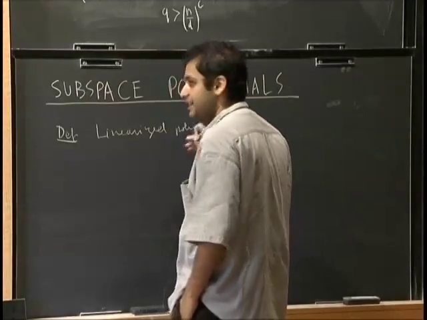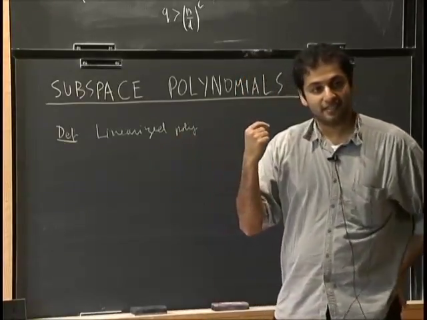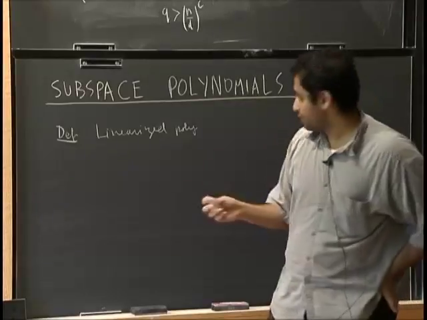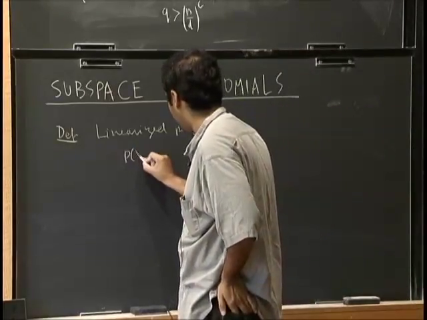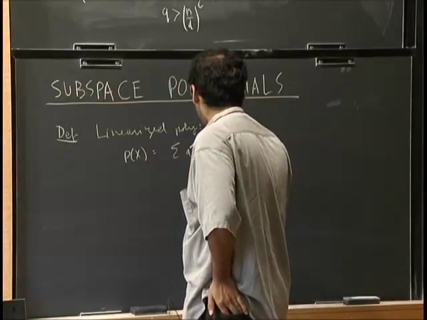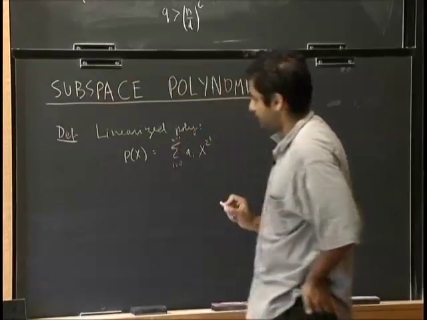It's a univariate polynomial over F2 to the n where the only exponents that appear in it are powers of 2. So it's a polynomial of the form summation a_i x to the 2 to the i.